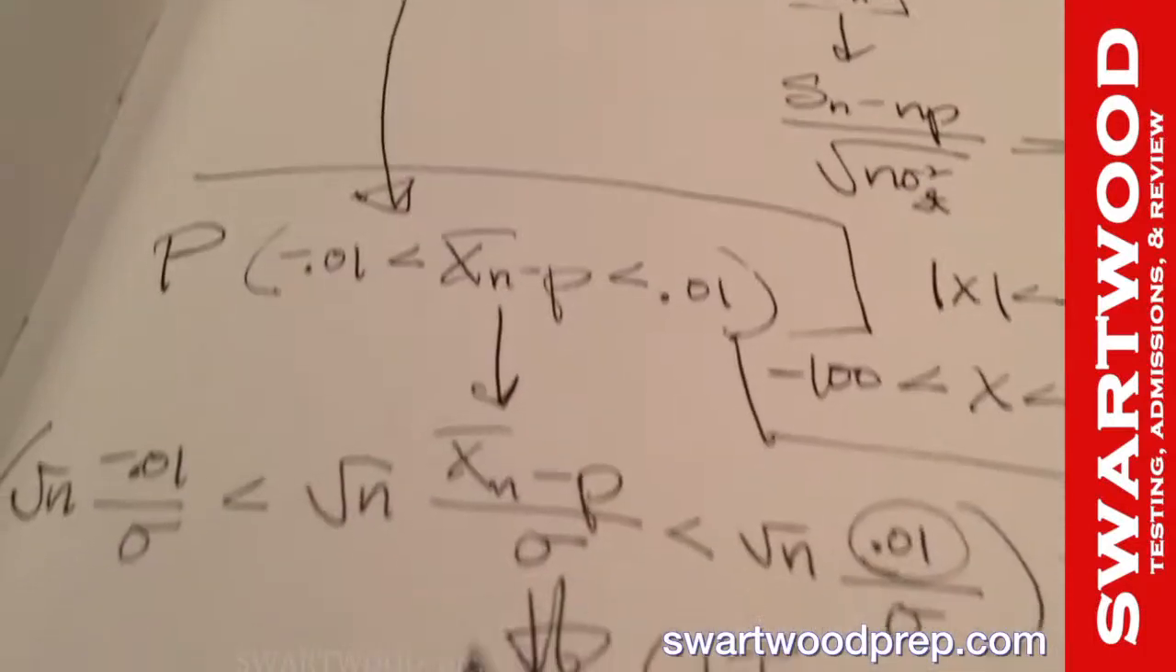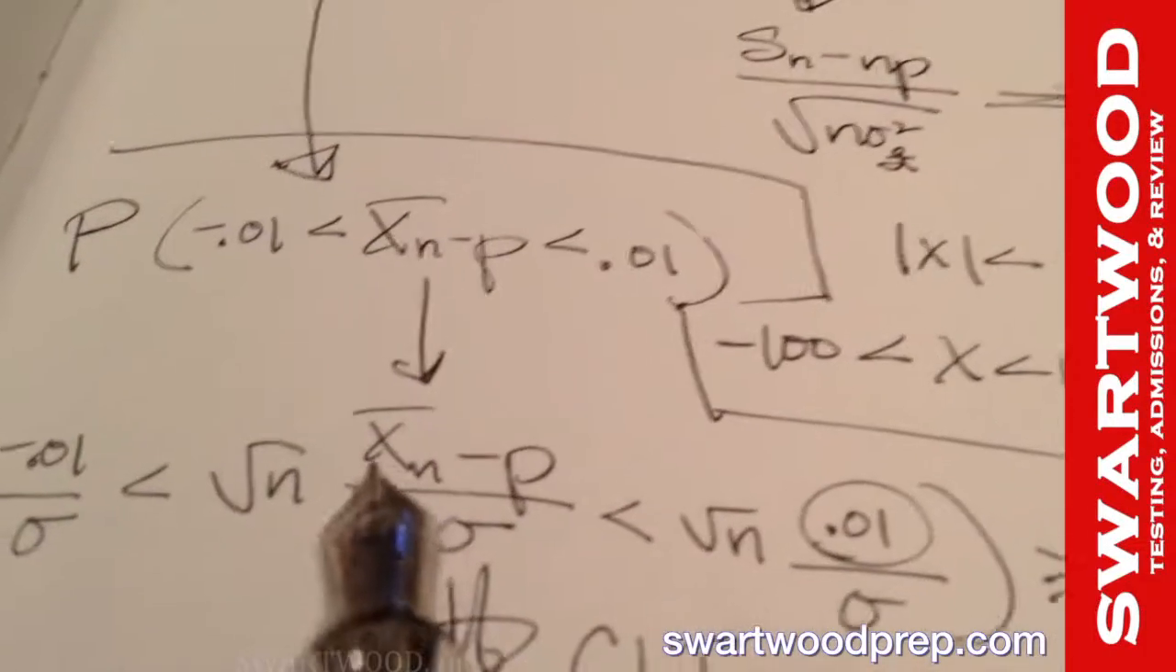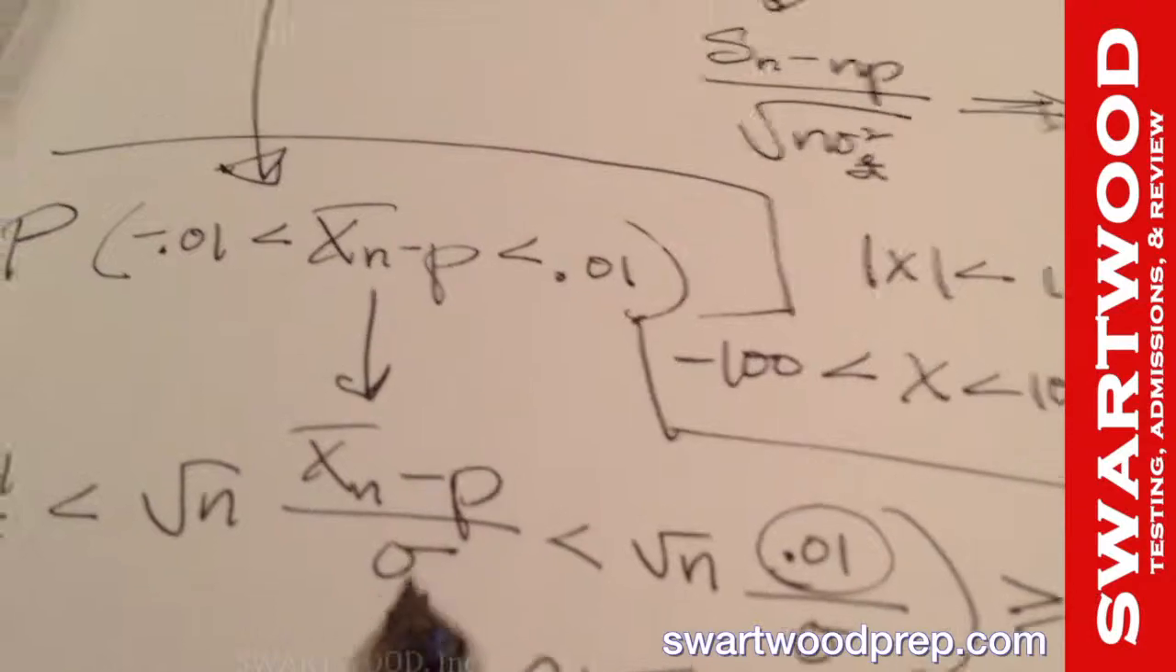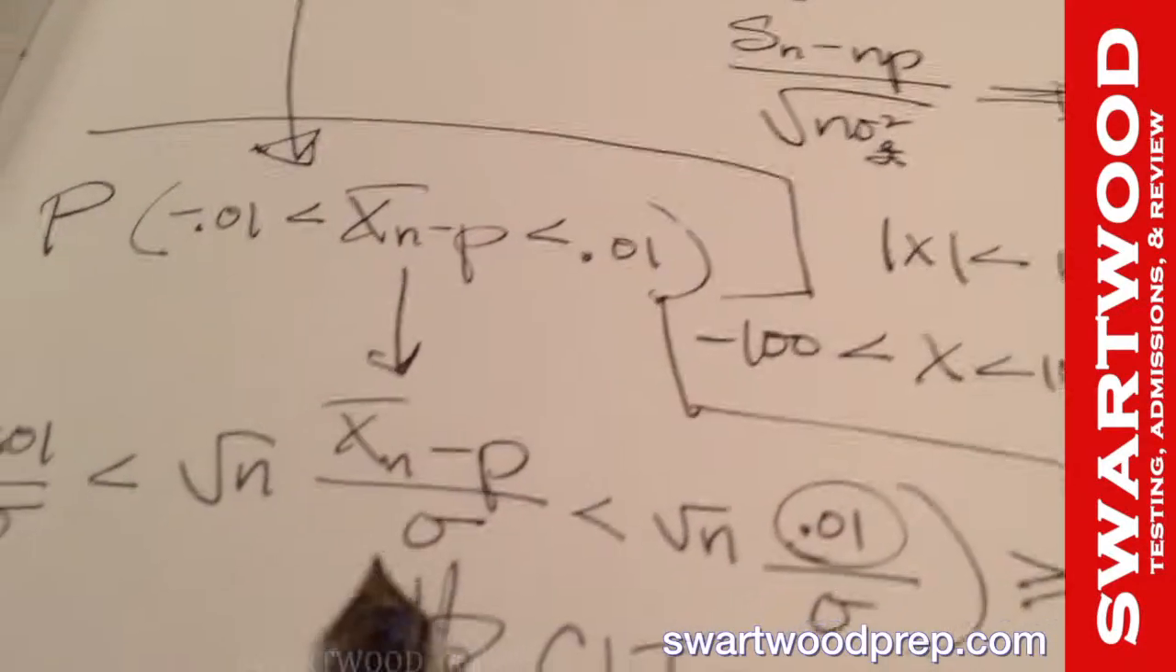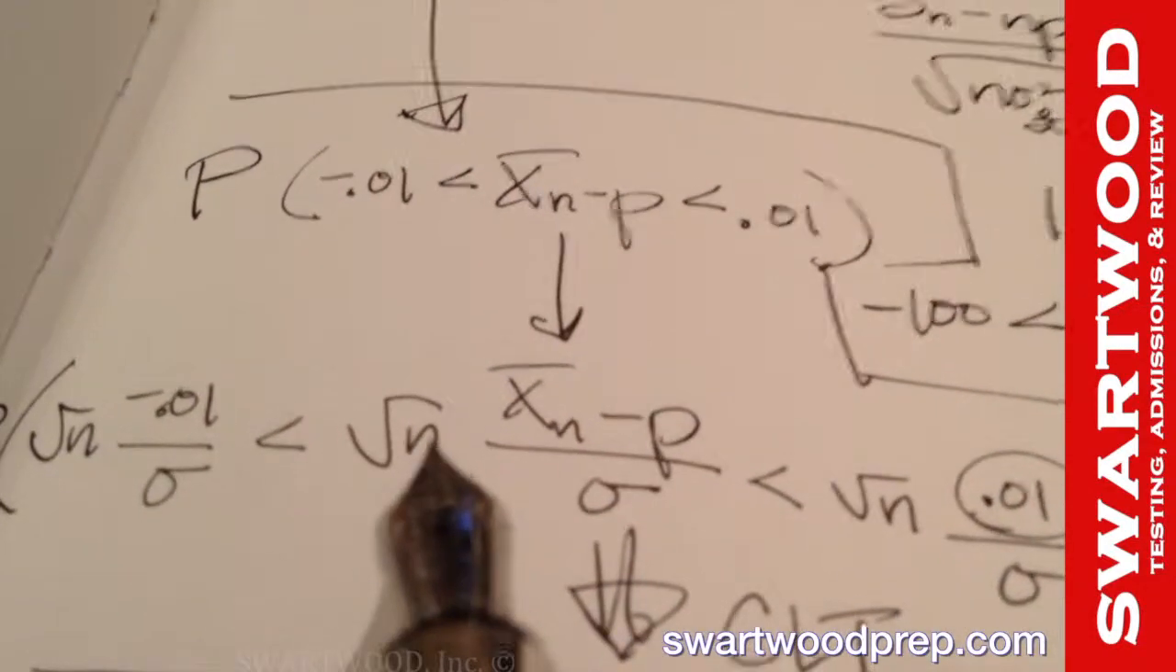Okay. Second, turn it into a wannabe z-score. It'll always work out this way. We're going to skip all the way down to this guy. X bar n minus p over sigma, that looks very much like a z-score, and that n that was there before is over here, so root n. Okay?